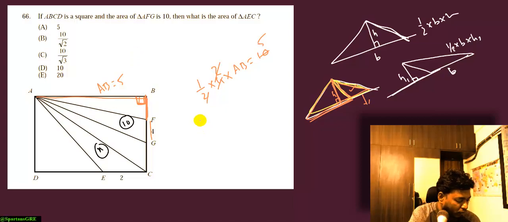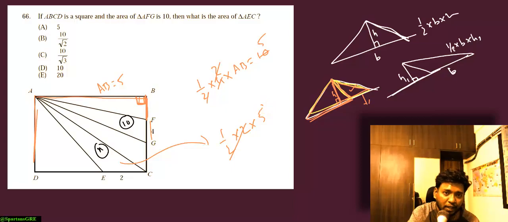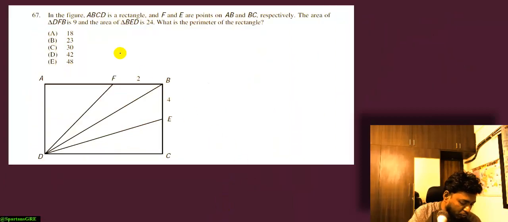Now we are asked to find the area of AEC. So AEC, this will be half, base is 2, my height is this one again. So half, that one we got as 5. So this and this will get cancelled and we get 5. So your answer for this question is 5. Right? Now let's move on to the next question.